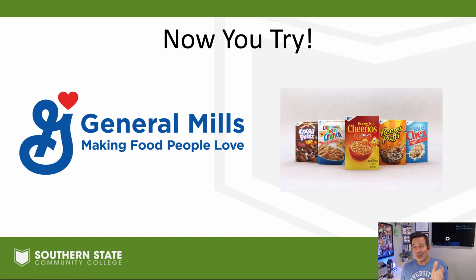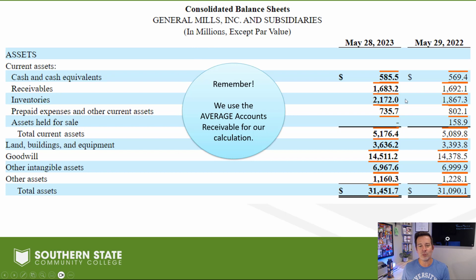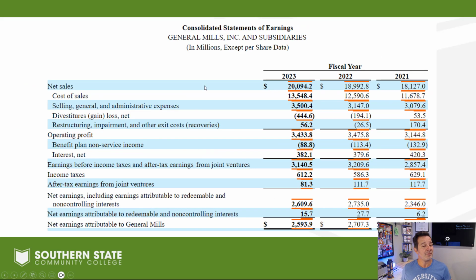What I want you to do right now is try to calculate the AR turnover ratio and the AR turnover in days for General Mills. I've done the hard part. I went and grabbed the balance sheet for you. There's the balance sheet. You can see our receivables line right there. Remember, you need to calculate the average. Take a moment, jot your two numbers down right there, and calculate your average accounts receivable.